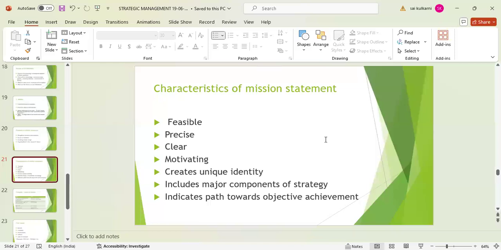Then, creates unique identity. When you are defining your organization and the type of business, what you are doing, it should be unique. You have to differentiate yourself from others. Then only you can get the advantage of a competitive market.